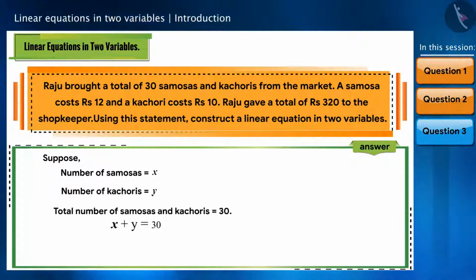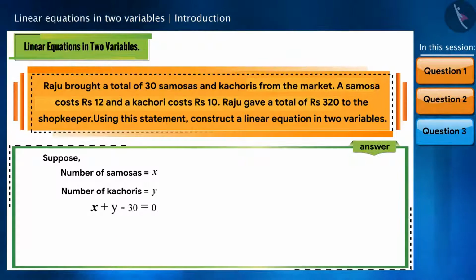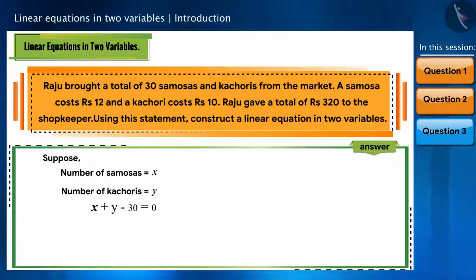In this way, x plus y minus 30 is equal to 0. Did this question end here? Why is further information given in this question? Can we form another equation from this? Yes. Let's see how. We already assumed the number of samosas as x and the number of kachoris as y.